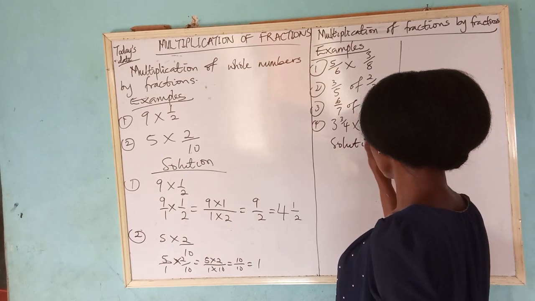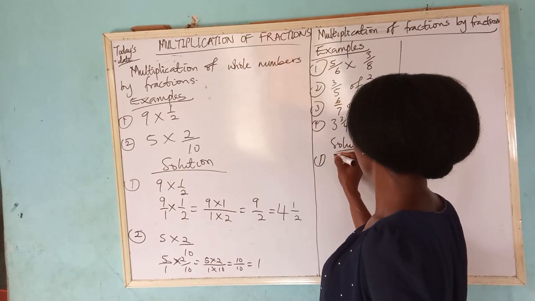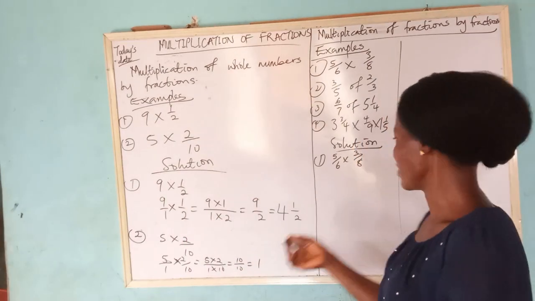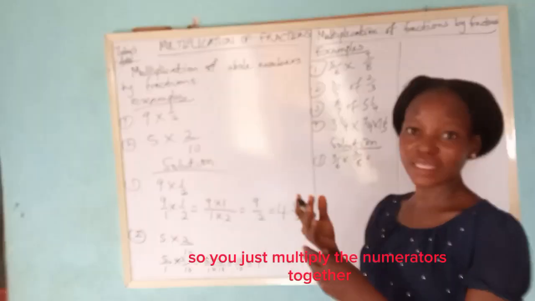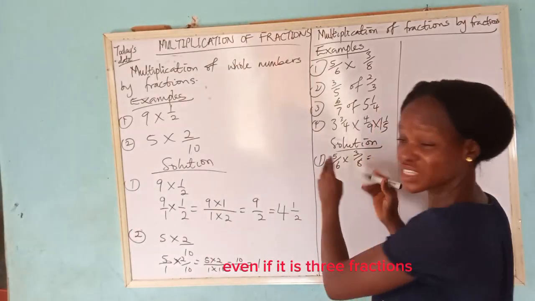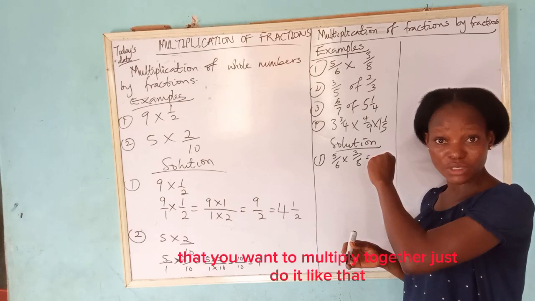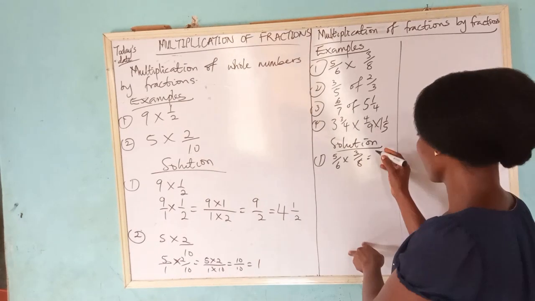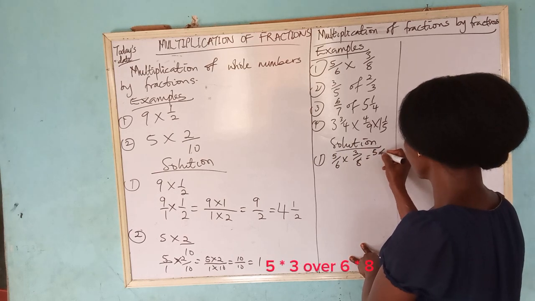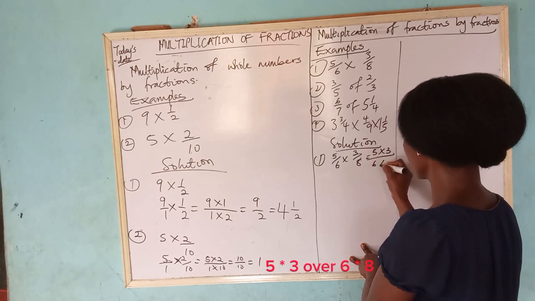Number 1: 5 over 6 times 3 over 8. We've done something like this. You just multiply the numerators together and you multiply the denominators together. Even if it is 3 fractions that you want to multiply together, just do it like that. So we now have 5 times 3 over 6 times 8.